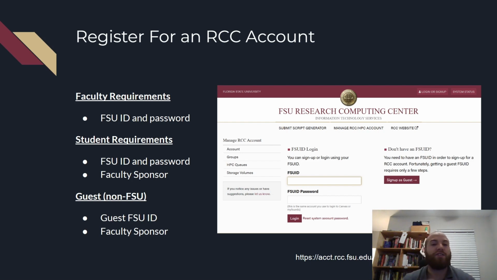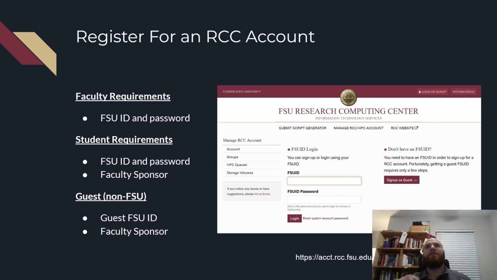And then the last one is our guest accounts. If you have a guest FSU ID and you have a faculty sponsor, let's say a collaborating member at a different university that wants to use your system, particularly at the FSU FAMU School of Engineering, then this is the requirement for you, okay? Or in any other shared institutes. Okay, so that is how you register.